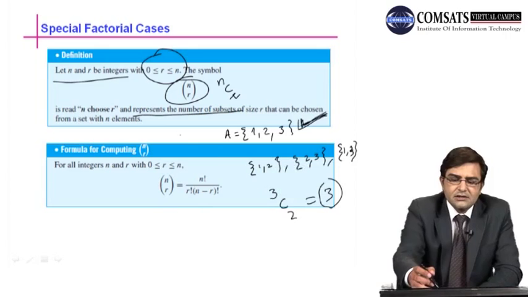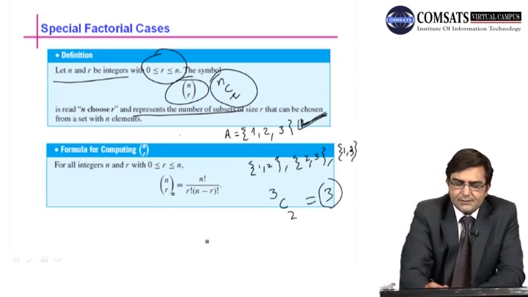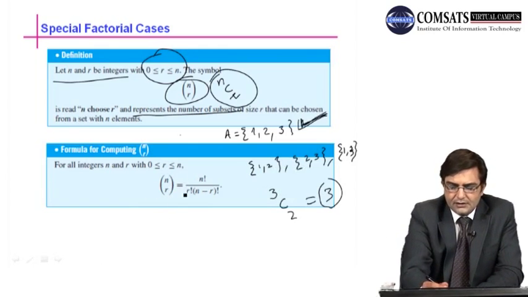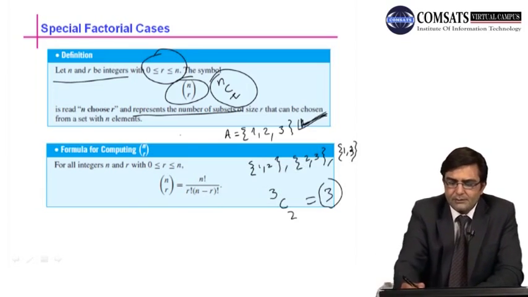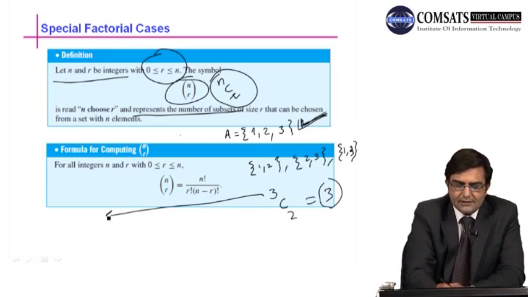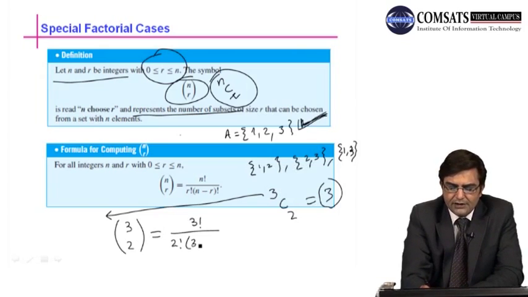So how to compute this number? This is basically a formula: nCr, or n choose r, is equal to n factorial divided by r factorial times (n minus r) factorial. For example, to simplify 3 choose 2, or 3C2, it is 3 factorial divided by 2 factorial times (3 minus 2) factorial. So this is basically 3 factorial divided by 2 factorial times 1 factorial.